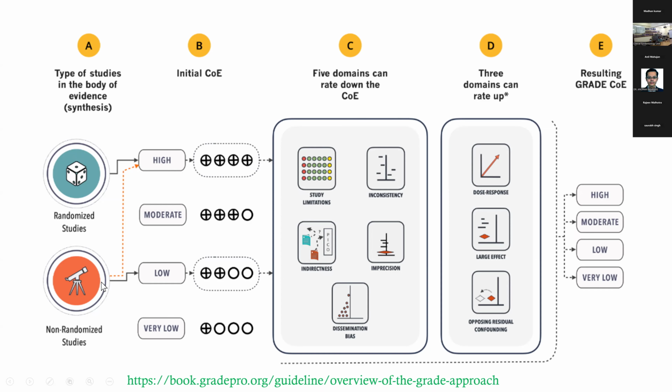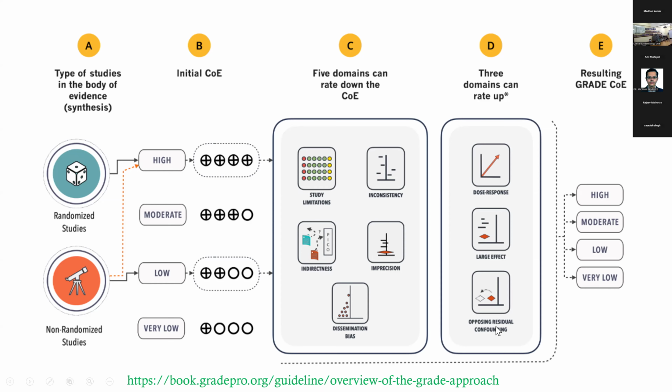Non-randomized study, let us say we do a what study? Cohort study. It starts off at low, but if there is a dose response relationship, higher doses, more smoking causes more lung cancer, rate up the evidence. Large effect, the odds ratio or relative risk for smoking is 20. Oh, smokers have 20 times higher risk of lung cancer. Then we'll rate it up.